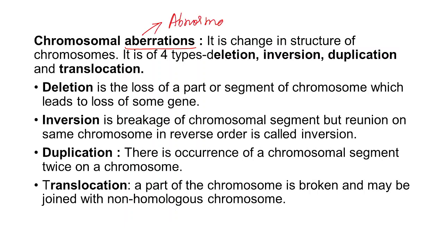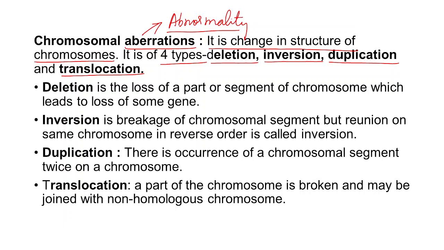Chromosomal aberrations mean chromosomal abnormalities or the defective structures of the chromosome. What is chromosomal aberration? See here, it is a change in the structure of chromosomes, and it is of four types. First one is deletion, second is inversion, third is duplication, and fourth is translocation. Let us go one by one.